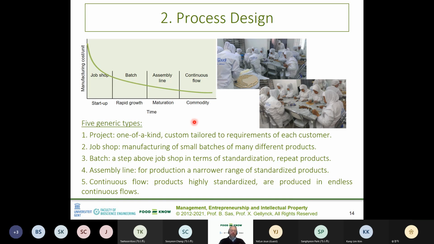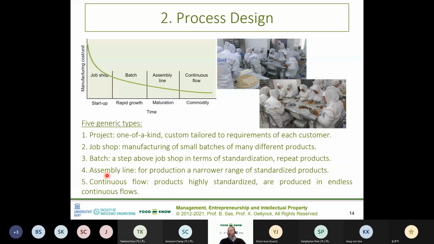If you look at the manufacturing, the cost, so job shop is more expensive, project is even, of course, much more expensive. Then you go to batch, then you go to assembly line, then continuous flow. An example of, for instance, a project is a house or a boat or an airplane. Then, job shop and batch we saw here. Batch is also the pharmaceutical industry. Assembly line, a typical example are cars.